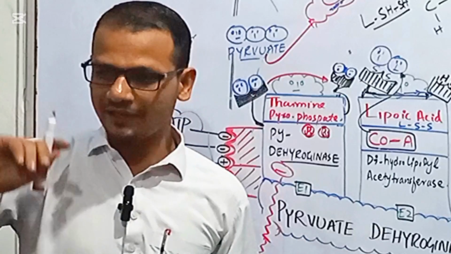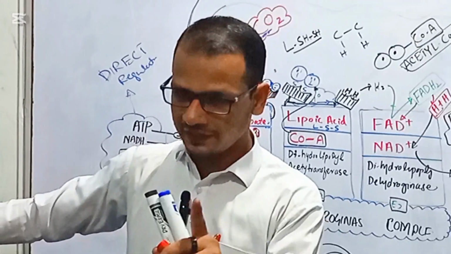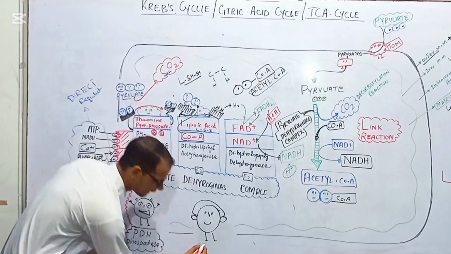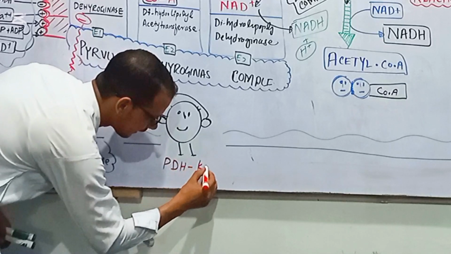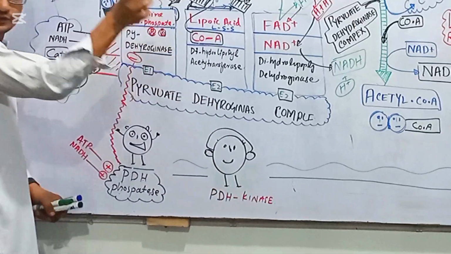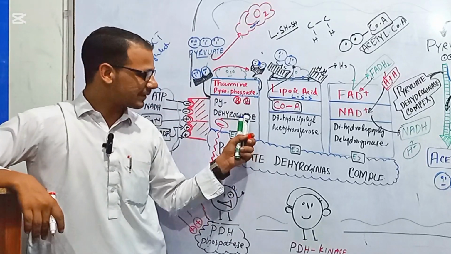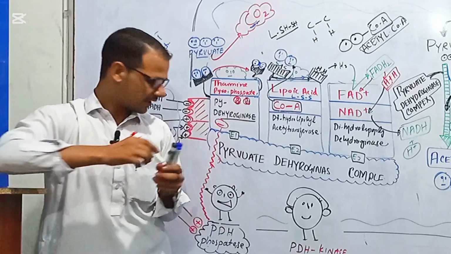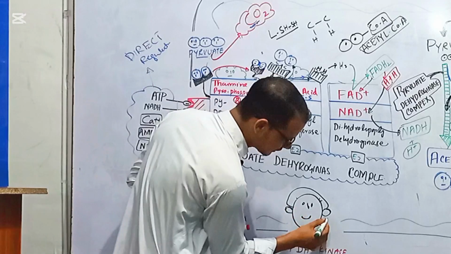But what is the role of a kinase enzyme? I have already asked you. Phosphorylation, the addition of phosphates. So this enzyme, the name of this enzyme is pyruvate dehydrogenase kinase. It will again remove these two inorganic phosphates from the pyruvate dehydrogenase enzyme and will activate the enzyme. So the activators for this enzyme A are calcium.